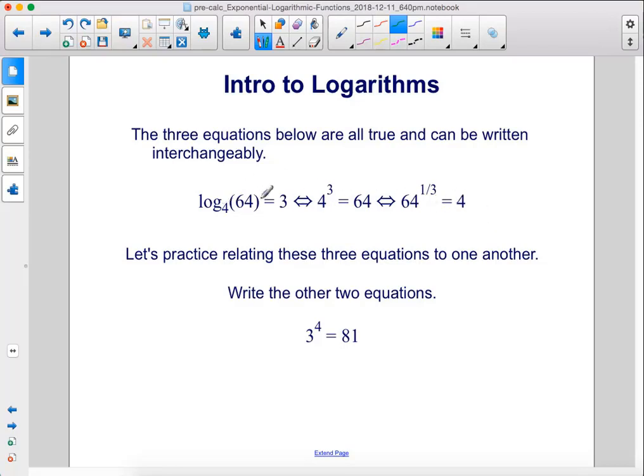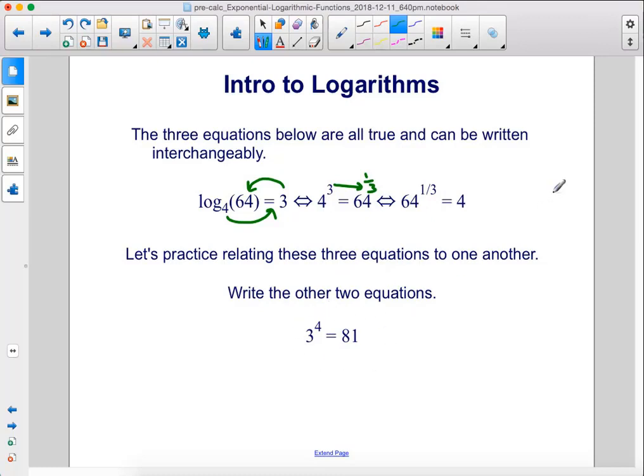A good method of doing this is to start here. 4 to the 3rd power equals 64. If you remember this little circle of arrows, that helps get you to this next equation here. 4 to the 3rd equals 64. Then to go from this equation to this equation, you just move the exponent to the other side and use the reciprocal. So instead of 3, it becomes 1/3. Write the other two equations.